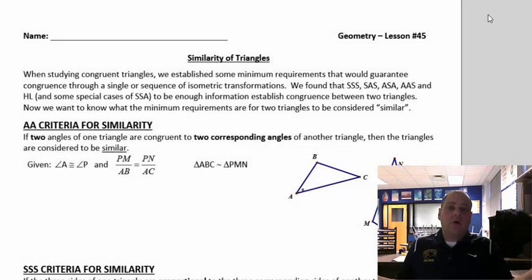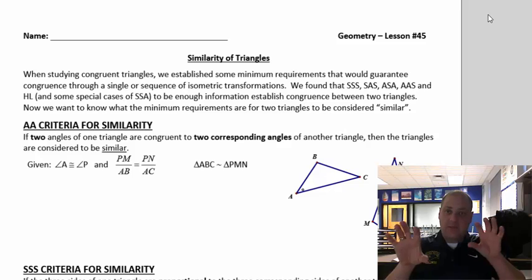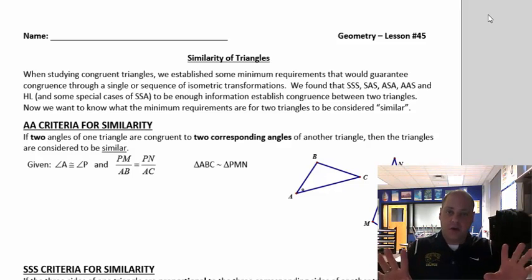All right, so we've been working with similarity in triangles, and now what we're going to do is come up with the minimum requirement in order to say that triangles are similar. Now, we already know about SSS, SAS, ASA, AAS, and hypotenuse-leg. Remember all those? Those are the criteria for proving triangles to be congruent. Congruent means same size, same shape. Now we just want triangles to be similar.